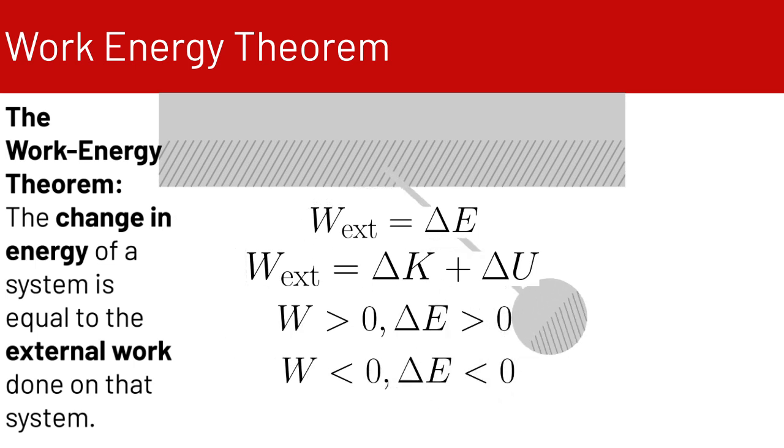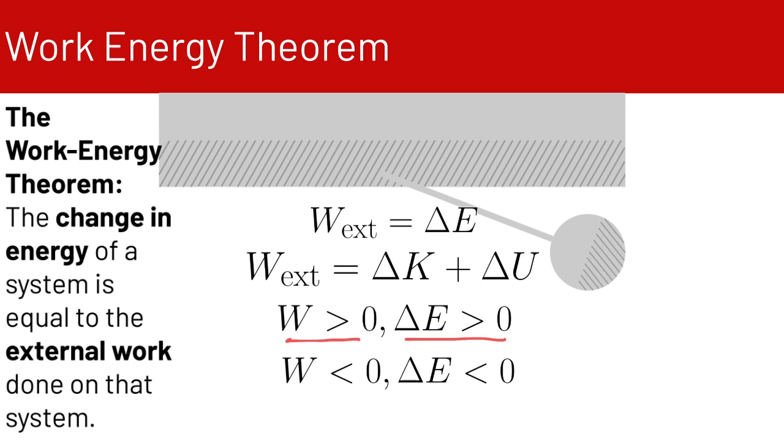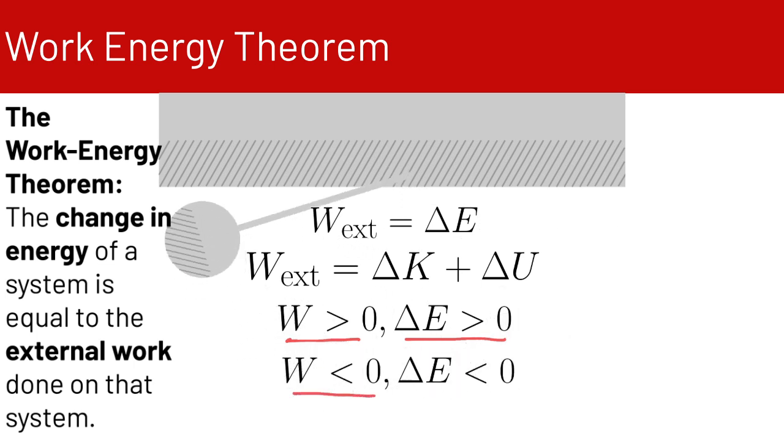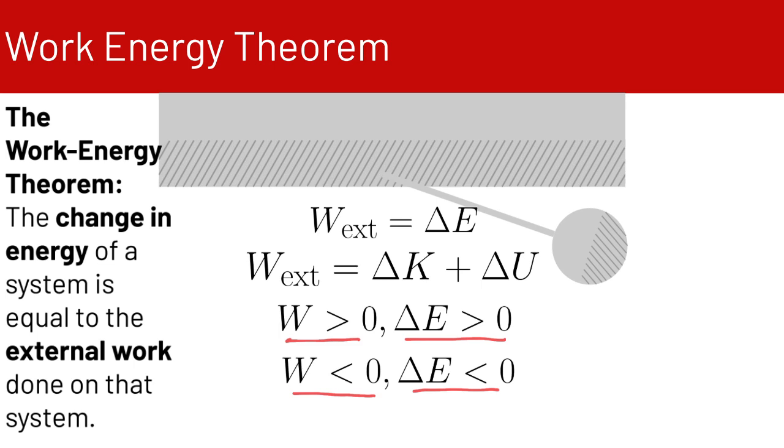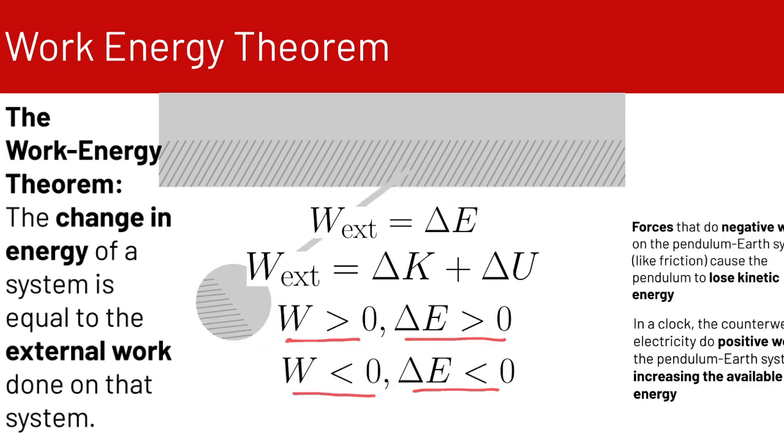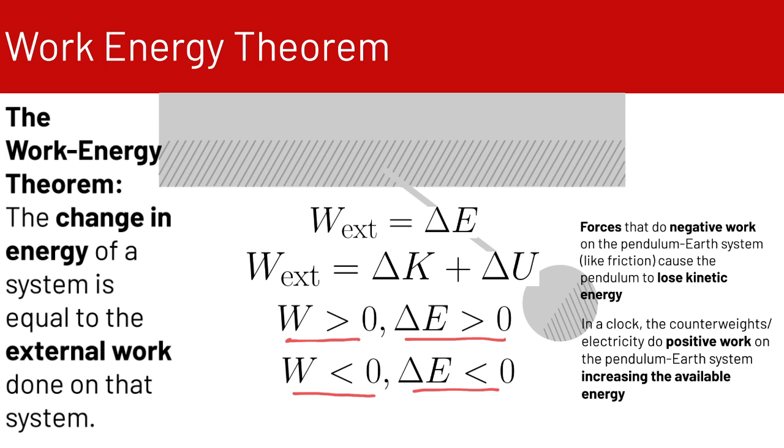So positive work done is equal to the positive change in energy. And negative work done is equal to a negative change in energy. Forces that do negative work on the pendulum Earth system, like friction, cause the pendulum to lose kinetic energy. So negative work causes the pendulum to lose kinetic energy. Anytime you have friction, you lose kinetic energy.